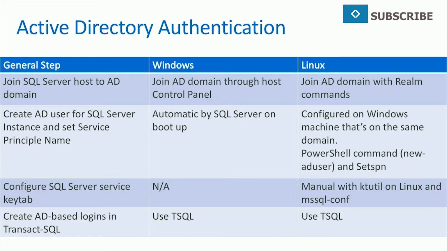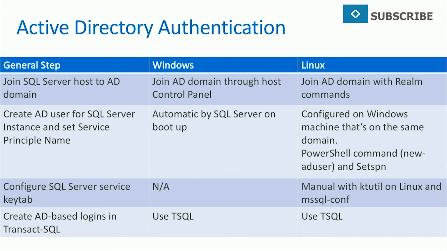The second step is to create an AD user for the SQL Server instance and set the service principal name. On Windows, this is done automatically by the SQL Server process every time SQL Server boots up. On Linux, you would have to manually create the AD user on a Windows machine that's connected to the domain controller, or connected on the same domain. And this is done with the PowerShell command New-ADUser, and running the setspn binary to get the service principal name set up. So the next step is configuring a SQL Server service keytab.